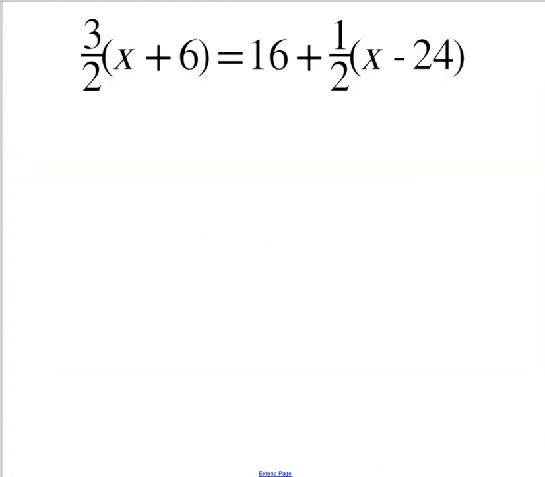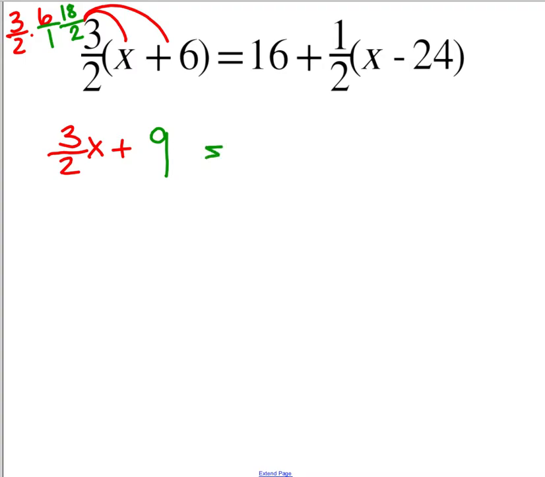Woo, look at this doozy. Fractions, don't fear them, just distribute them. 3/2 times the quantity x plus 6 equals 16 plus 1/2 times the quantity x minus 24. So let's get rid of those parentheses and we'll have 3/2 x plus, what's 3/2 times 6? Well, 3 times 6 is 18. 18 divided by 2 is 9. Ooh, look, got rid of that fraction nice.